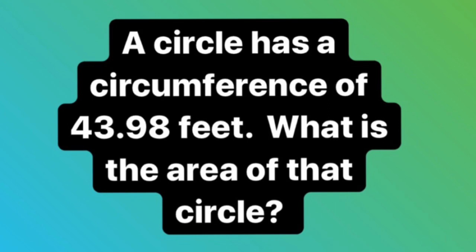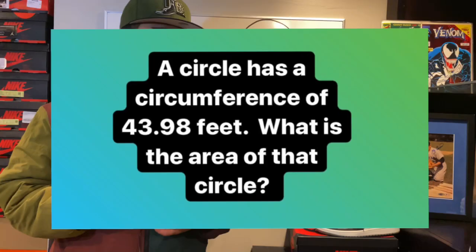Welcome back. Today we're going to combine our knowledge of circumference and area to solve word problems that involve us jumping back and forth between the two. So today's word problem states, a circle has a circumference of 43.98 feet. What is the area of that circle? There's a couple things to unpack.